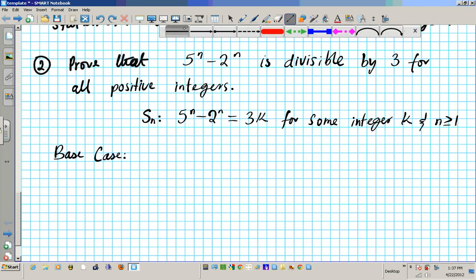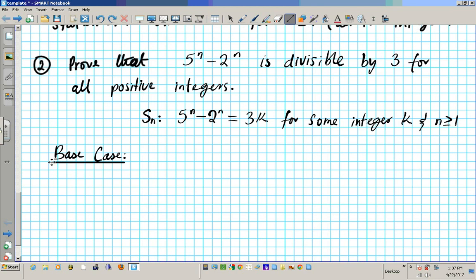So for the base case, what we're going to be doing here is we want to show that the statement is true for n equals 1. Okay? I want to show that this is true. So basically, we're going to do S1. If I plug in 1 for n in this equation, on this side of the expression of the equation, do I end up with a multiple of 3? That's the question we're asking ourselves.